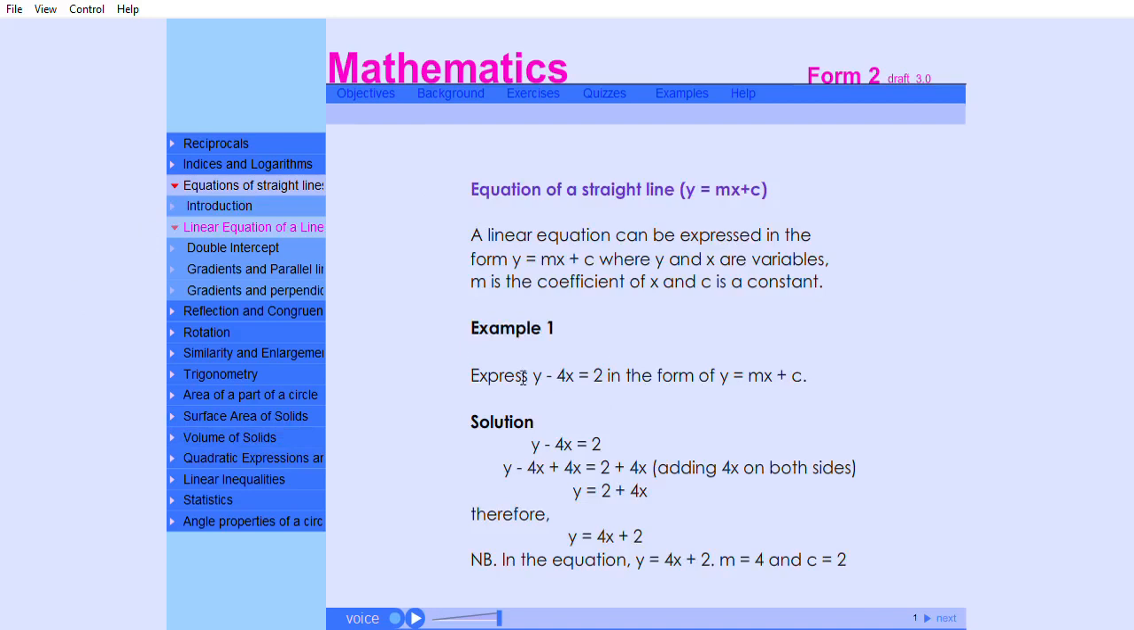Y is equal to mx plus c. A linear equation can be expressed in the form of y is equal to mx plus c, where y and x are variables.